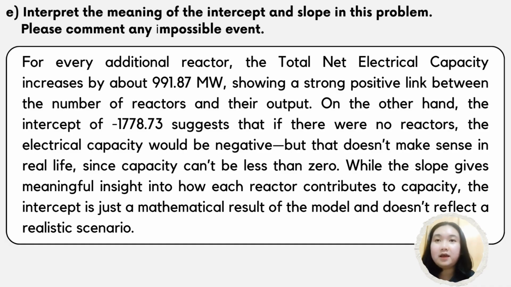On the other hand, the intercept of negative 1778.73 suggests that if there were no reactors, the electrical capacity would be negative. But it doesn't make sense in real life, since capacity cannot be less than 0, while the slope gives meaningful insights into how each reactor contributes to capacity. The intercept is just a mathematical result of the model and doesn't reflect a realistic scenario. That's all from me, thank you.